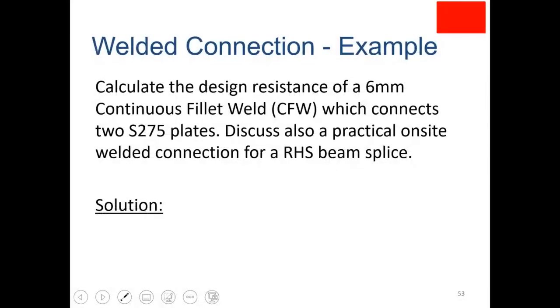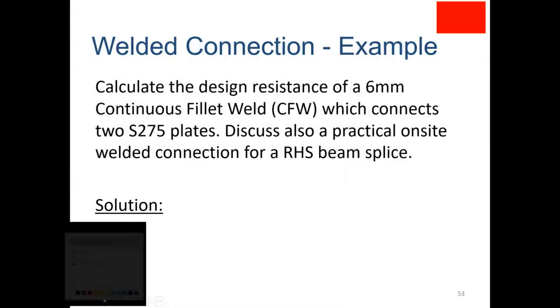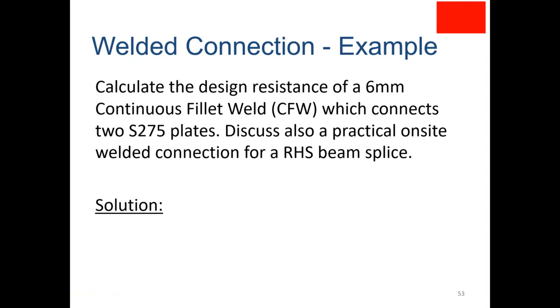So we want to connect a member together. So we've designed a 6 millimeter continuous fillet weld. So we use CFW for continuous fillet weld. We're going to connect two plates together. We want to design that weld in there. Okay, so we might have one plate here and another plate here, and that could be the fillet weld that we want to design in between the two of them.